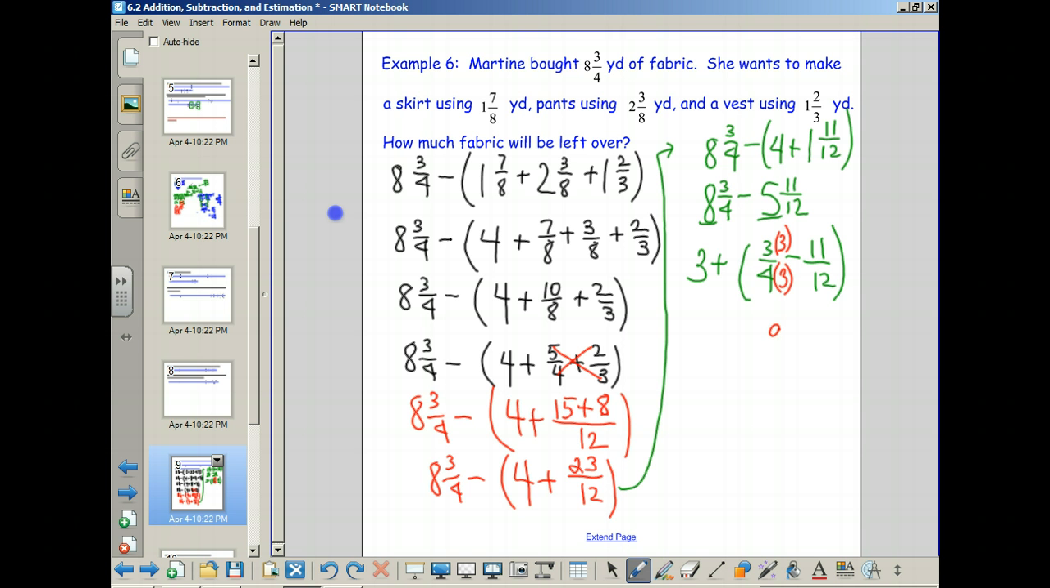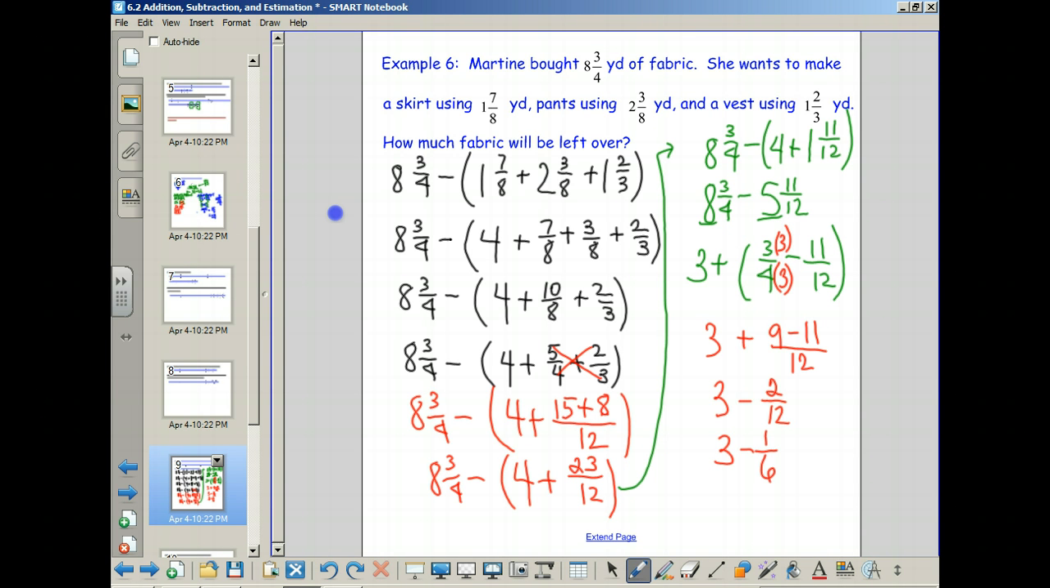If I do this, I have 9 minus 11 on top. I have 12 on bottom. Here's this 3 plus business out in front. So what's 9 minus 11? -2. So right now I've got 3 minus 2 over 12. Right, addition is the same as subtracting a negative. This is subtraction of a positive. 2/12 can reduce to 1/6. Very good. So this is 3 minus 1/6.